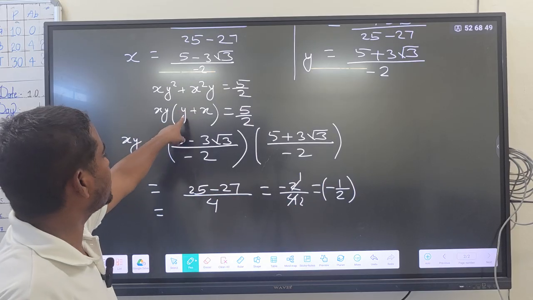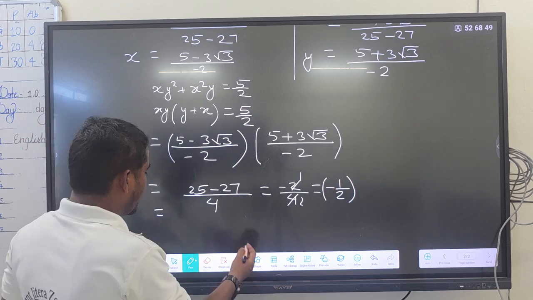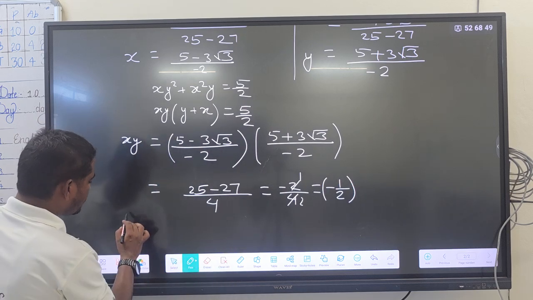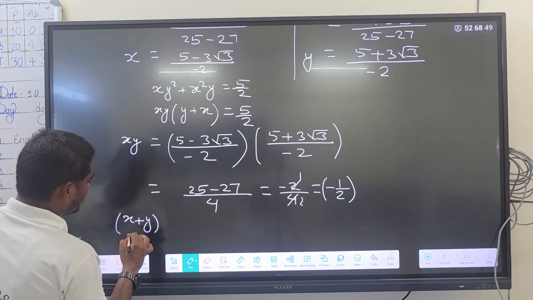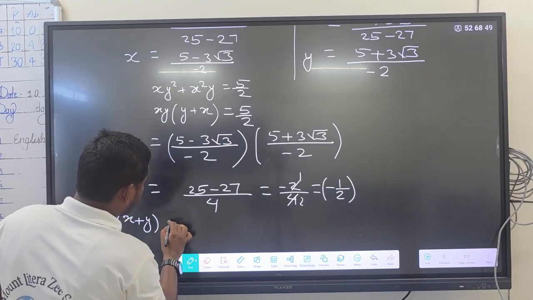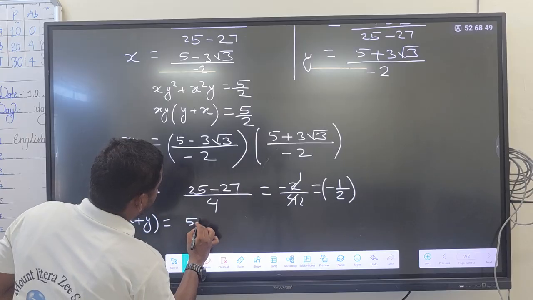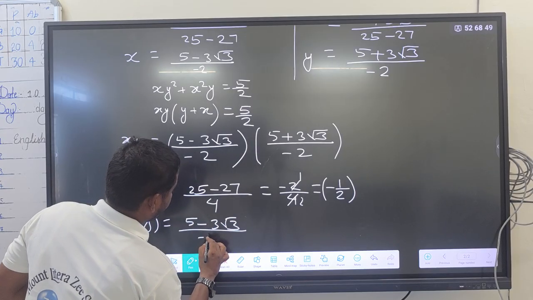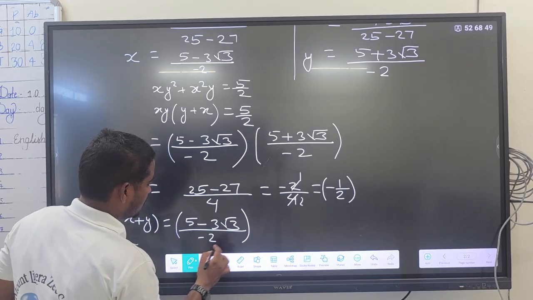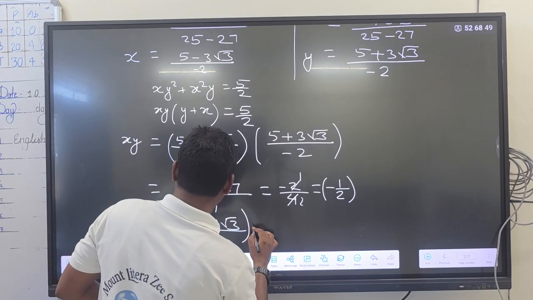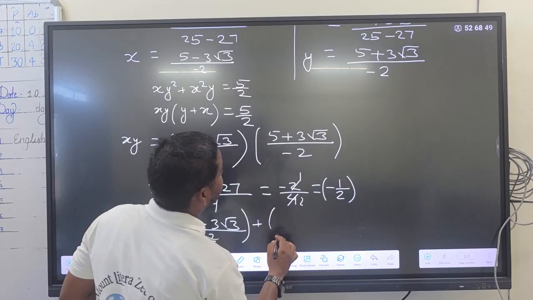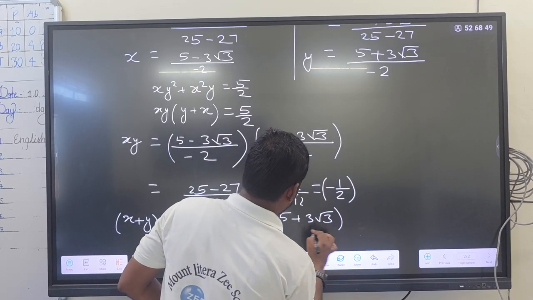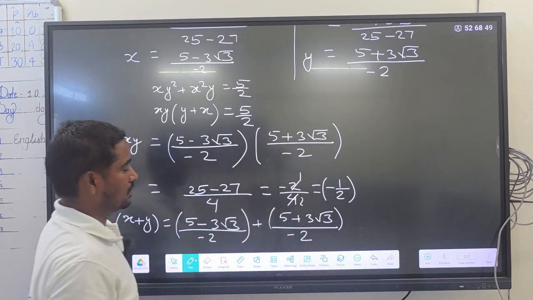Now what are we left with? x plus y. Let us find the value of x plus y. How much do we have x, students? We have x as 5 minus 3 root 3 upon minus 2, and in between this time there will be a plus sign: 5 plus 3 root 3 upon minus 2.